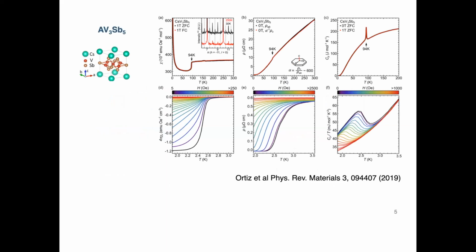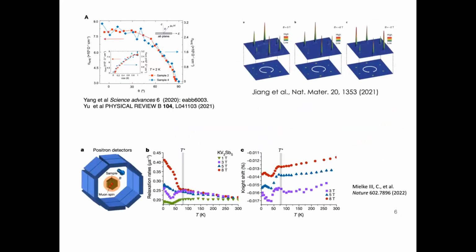Okay. I'm going to skip that. That was discussed. It's transport. This material has a CDW transition around 100K. So this A could be cesium or other metals in that first column. And this temperature of CDW varies slightly. And then there are superconductors around 2 degrees or 2.5 degrees. And that was also discussed.